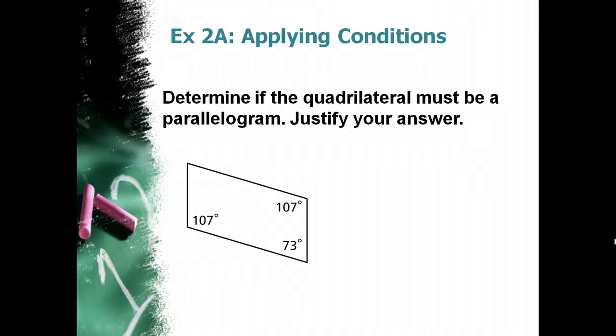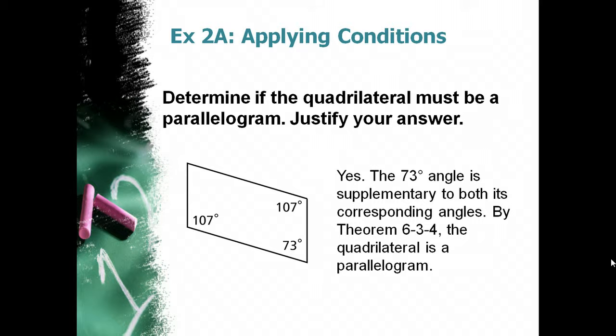We have another one, example 2a. We're going to apply the conditions. Determine if the quadrilateral must be a parallelogram and justify your answer. We're given something that looks like a parallelogram, with 107, 73, and 107 degrees in the corners. This must be a parallelogram because 73 degrees is supplementary to both of its consecutive angles. And by Theorem 6.3.4, the quadrilateral is a parallelogram.